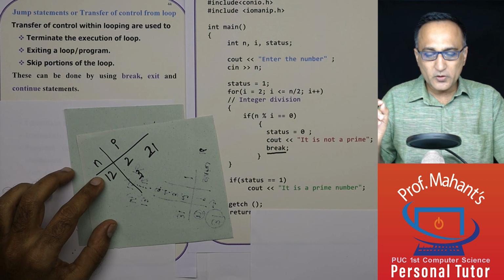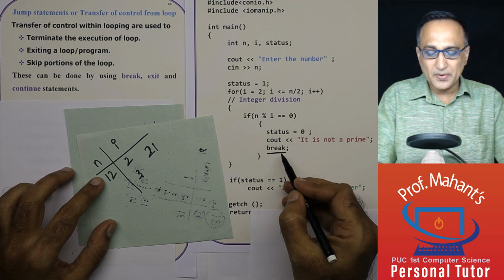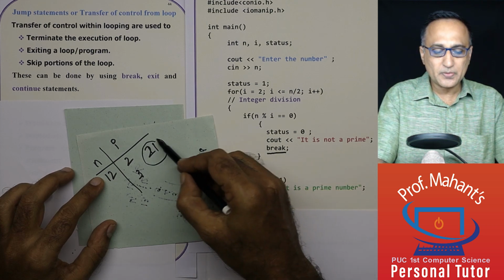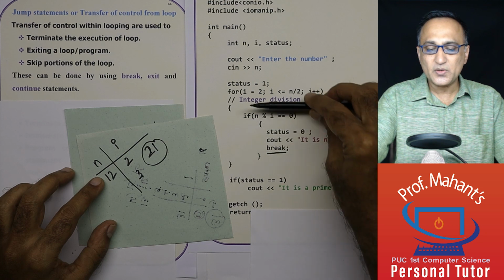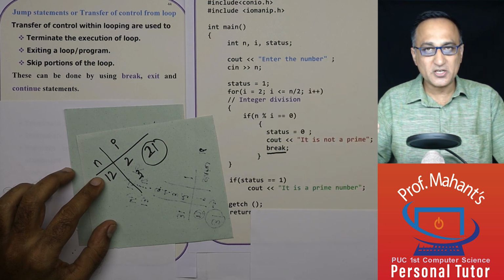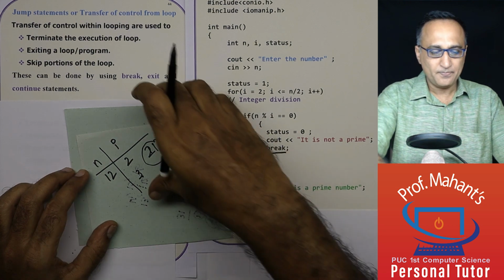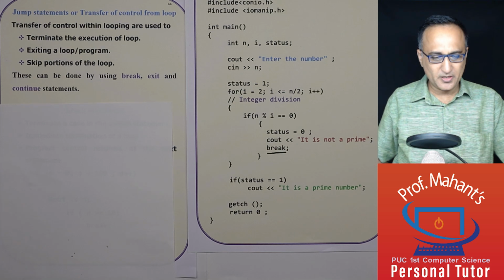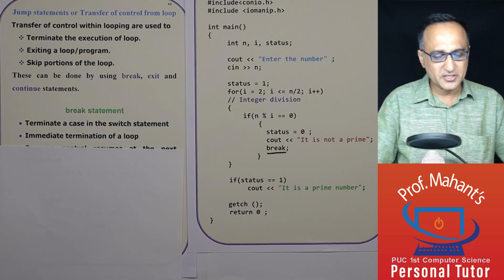Now you need to understand one particular thing here. When you're using this break, the reason you're using this break is once you found out that the number is not a prime, there is no point in checking with other divisors. So it saves you extra wastage of computer time. Now, let us come and understand the break statement. It's really easy to understand the break statement.